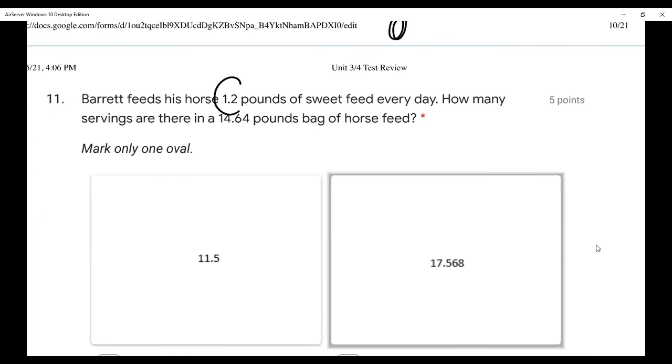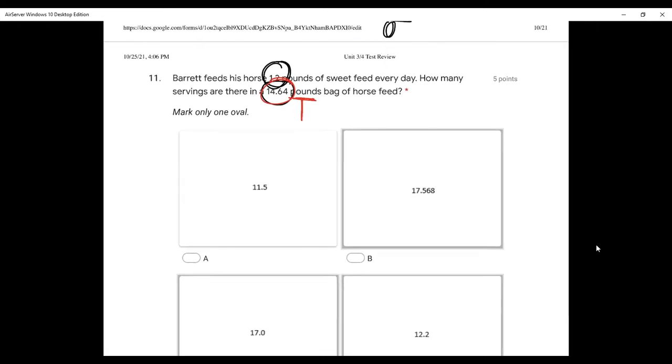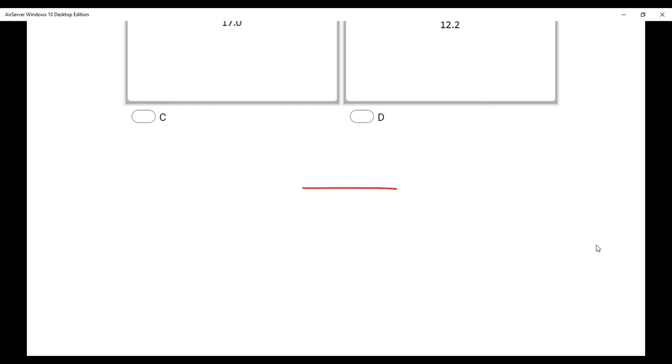Barrett feeds his horse 1.2 pounds of sweet food every day. How many servings are there in a 14 64/100 pound bag of horse food? So, do I have the total horse food? Yes, I do have the total horse food, right? It's right here. I've got the total horse food is this much. And each time I'm feeding it 1.2. So I'm going to take the 14.64 in the house. And then 1.2 goes outside.